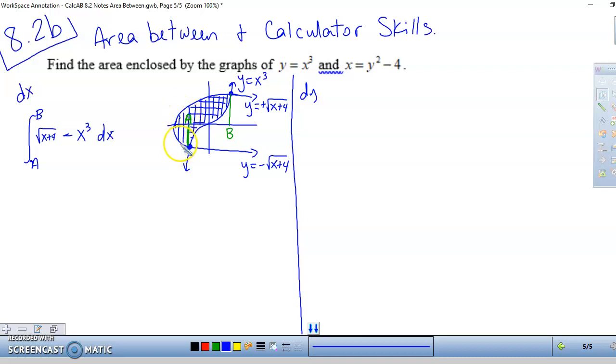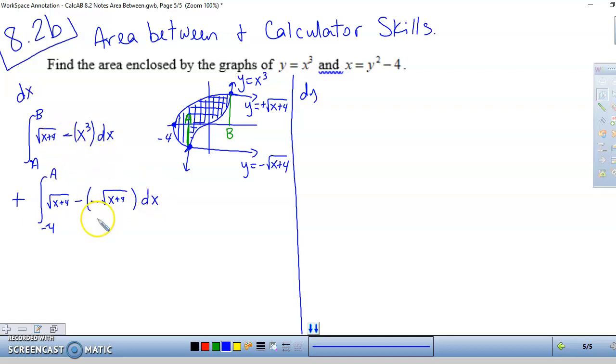The other piece here, the top function is the square root, positive square root. The bottom function is the negative square root. So we would have to do a different interval. So I would add on another integration problem. And we know that this point here is that -4. So I'm going to go from -4 to A. And then I would do the positive square root minus parentheses. And you really should always put parentheses just to get in a habit. Positive square root minus the negative square root of x plus 4.